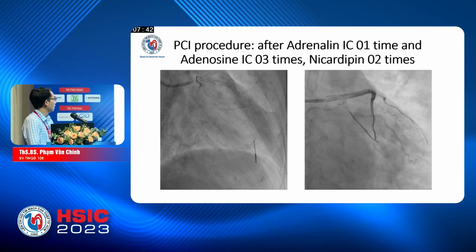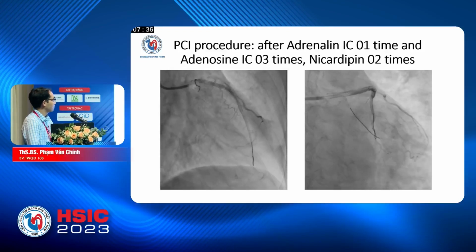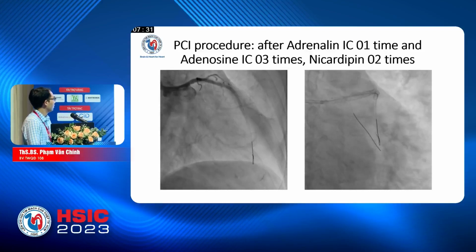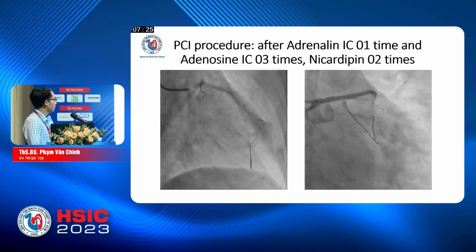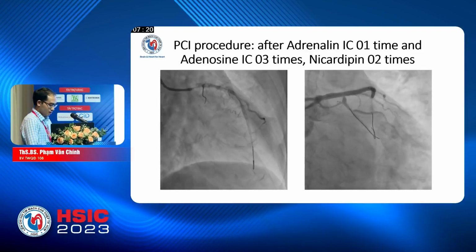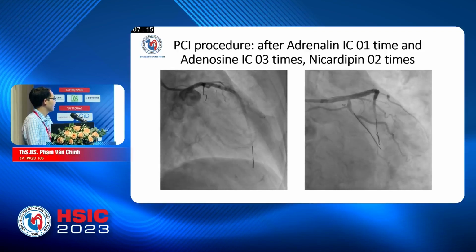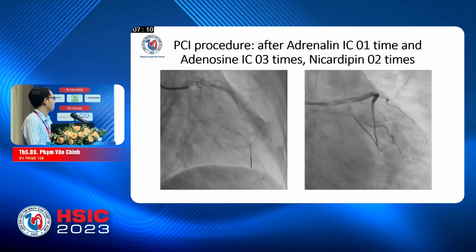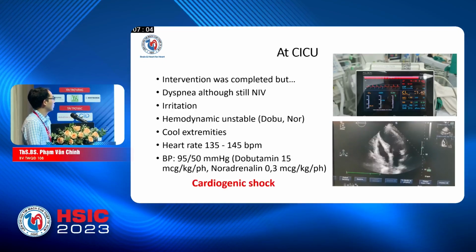After adrenaline intracoronary 1 time, adenosine 3 times, and nicardipine 6 times, you can see the coronary flow was still very slow, the wall motion of the LAD did not improve, and the symptoms of the patient were worsening. My colleague told us they didn't have any other method for this patient. So the patient was transferred quickly to the CICU.